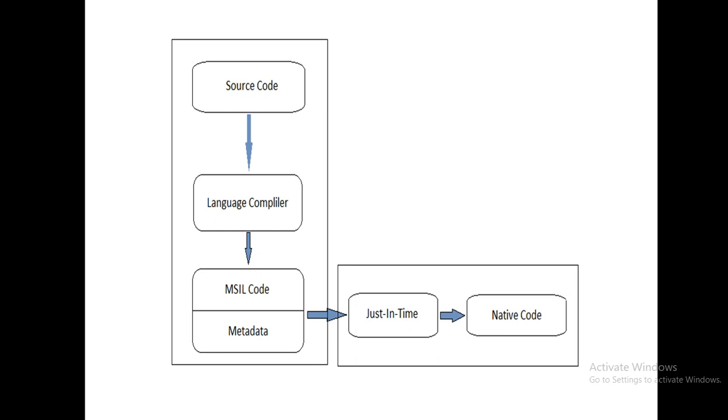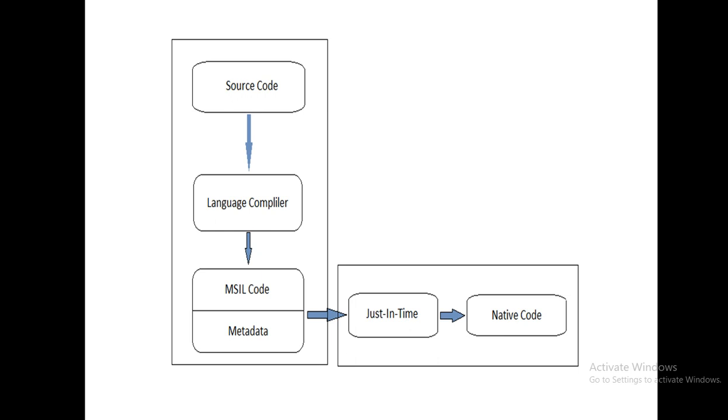So for C sharp, .NET has its own language compiler. Different languages like C sharp, Java, C plus plus, and C have different language compilers. The language compiler is one thing which is always different. It depends on which technology you are working in, and based on that, it has its own compiler.